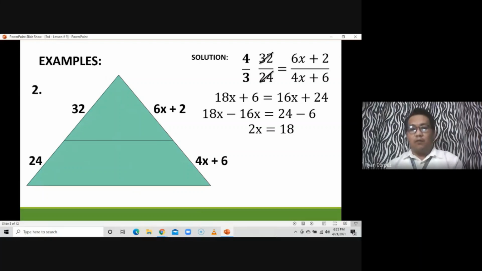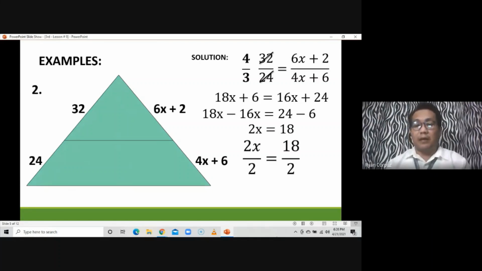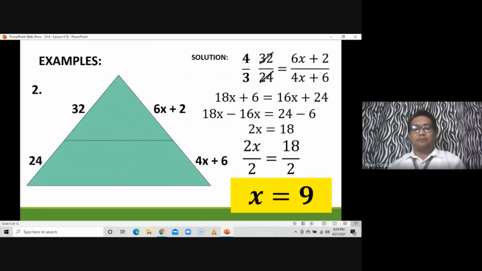Since we want to solve for the value of x, and x is still accompanied by 2, we remove it by dividing both sides of the equation by 2. Dividing is also applying a property of equality. Cancel out the 2, x is left, and 18 divided by 2 is 9. So the value of x is 9, which will satisfy the given proportion.